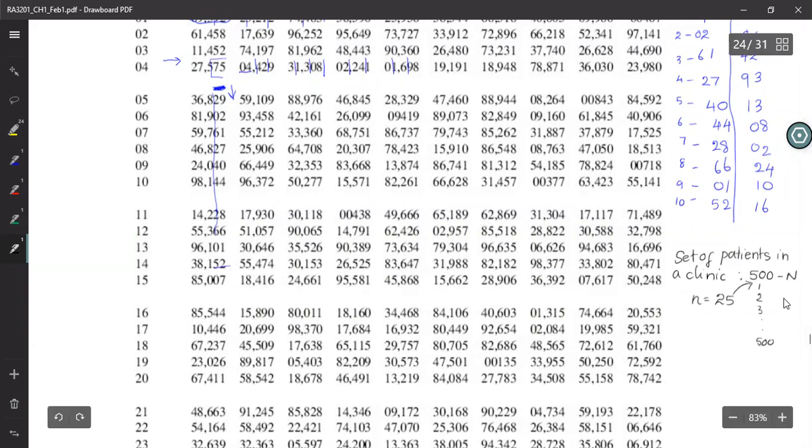Now, how many digits do you have to choose from your random number table? Up to how many digits, if you want to represent all these 500 patients?